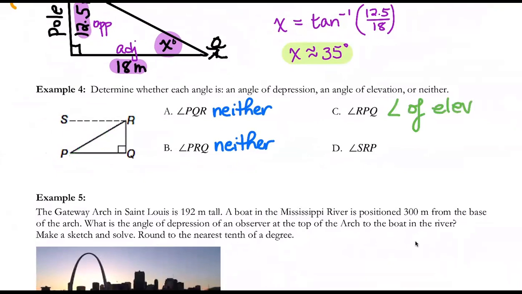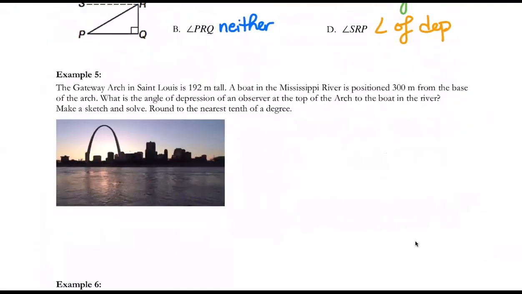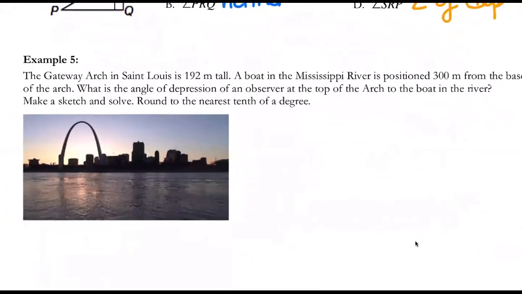Okay, and then SRP. SRP is this angle right here. And we're going from the horizontal down to create that angle. So that is an angle of depression. Hopefully you're good with those, because you have to know that terminology in order to be able to draw the diagrams accurately. All right, next example.